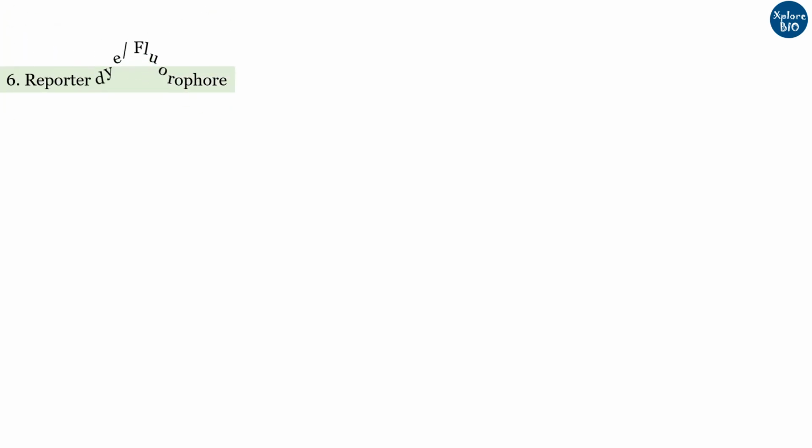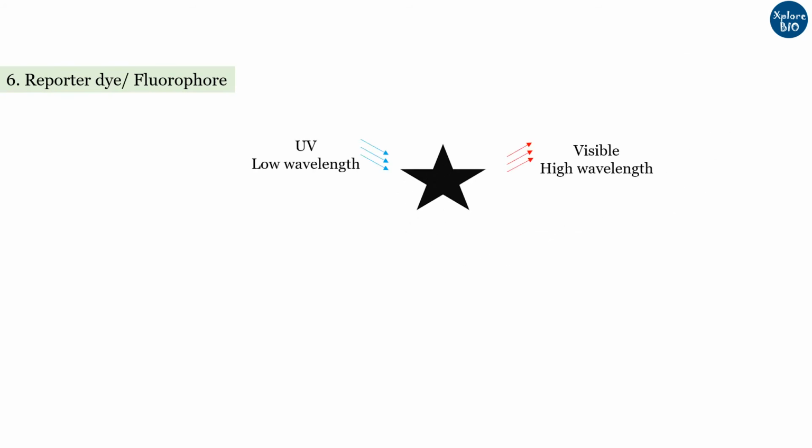The number 6 is a reporter dye or fluorophore. These are the molecules that get excited upon UV stimulation and emit visible light when they return to the normal or the ground state. The term is known as fluorescence and forms the basis of detection and quantification of target genes in RT-PCR. Number 7 is a quencher.